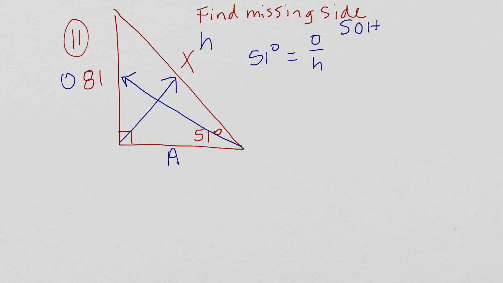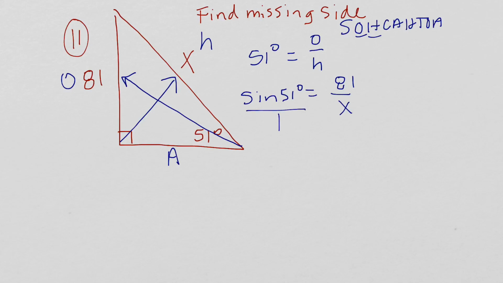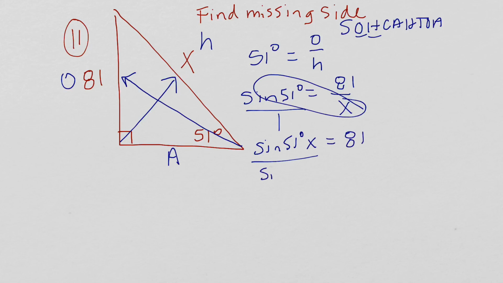Again, for SOHCAHTOA, O and H means I'm going to need to use my sine. So I'm going to do the sine of 51 degrees is equal to, the value for the O side is 81. The value for the H side is x. I'm going to get this ready to butterfly by putting sine of 51 over 1, and I'm going to butterfly. So this is going to be the sine of 51 degrees times x is equal to 81. This is multiplication, so I'm going to divide by the sine of 51 degrees, divide by the sine of 51 degrees, and I'm going to have x is equal to, so x is going to equal 104.2.